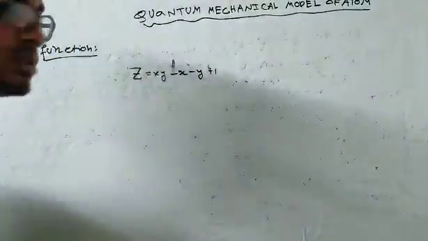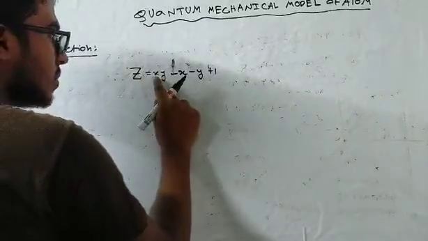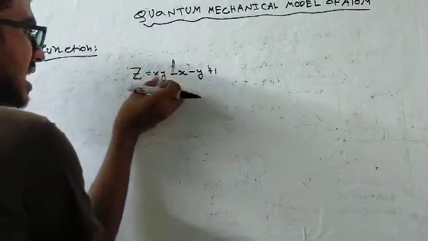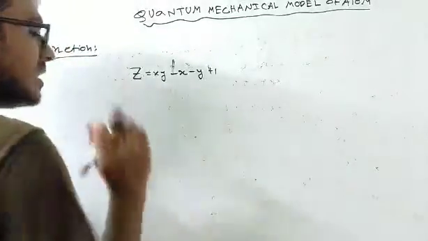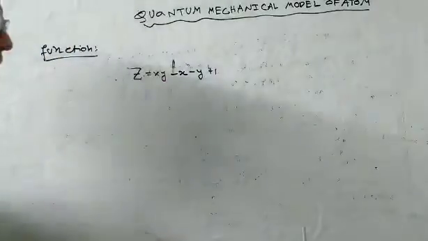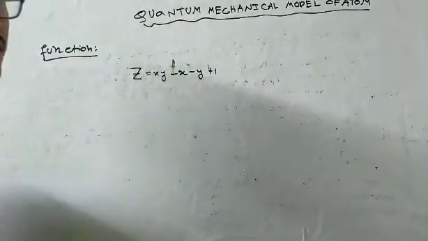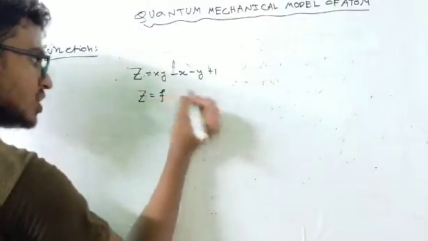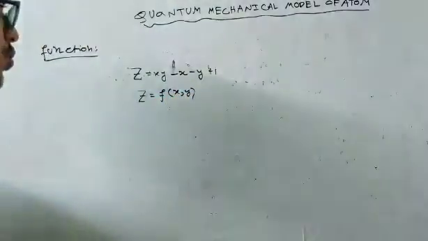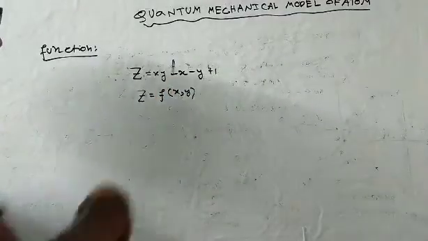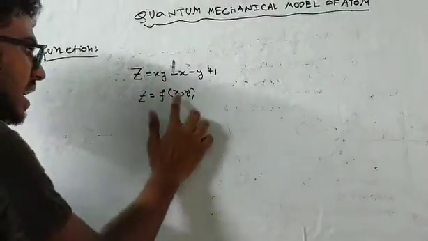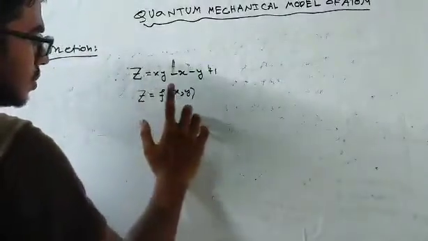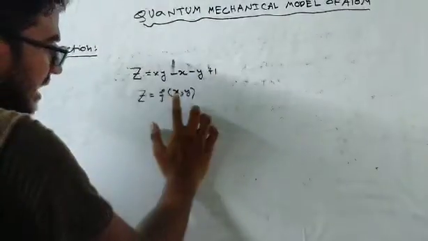In this equation, the value of z depends upon the values of x and y. So x and y are independent variables and z is a dependent variable. If I want to write this equation in the functional form, I will write z equals function of x comma y. Here x and y are independent variables and they are present within the bracket.